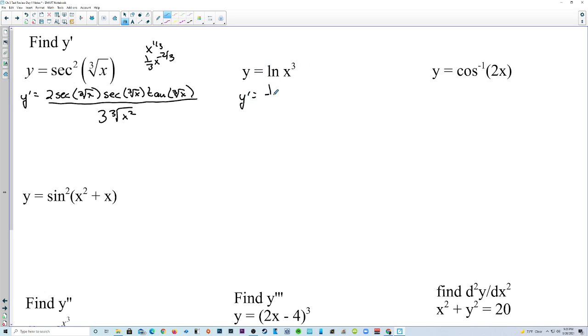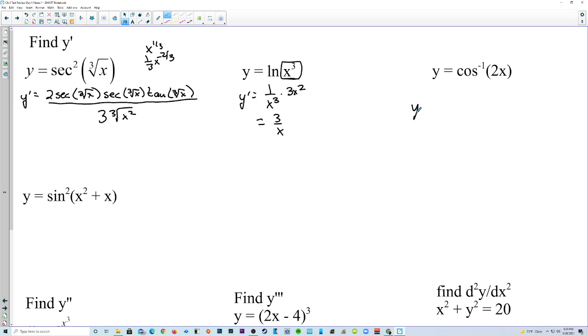Y prime here is 1 over x to the third, because the derivative of natural log is 1 over x, or 1 over what we're taking the natural log of, and then times 3x squared. So that's equal to 3 over x.